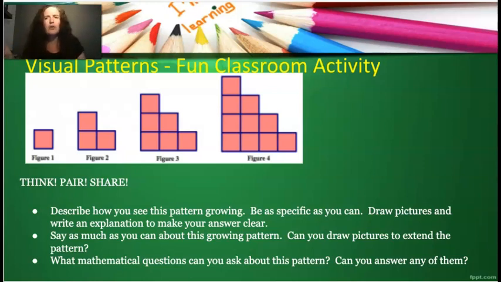And then what mathematical questions can you ask about the pattern? And then can you answer those questions? So pause the video right here, draw these figures, see if you can answer those questions. When you're ready, press play again, and I have some sample answers.